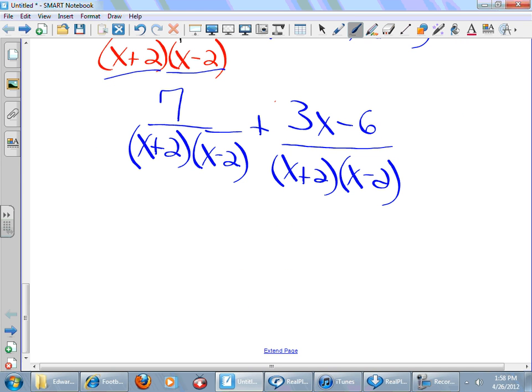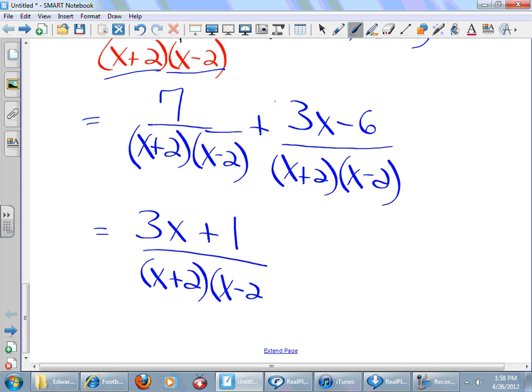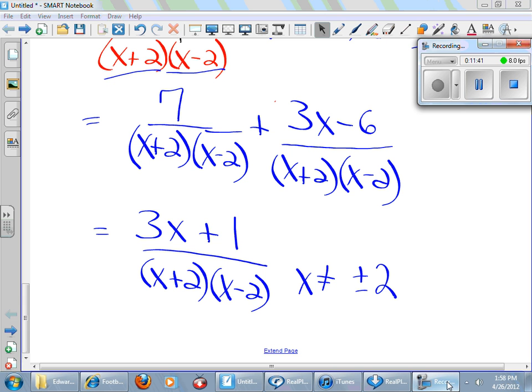All right. So 3x is my numerator, plus 1 is also in my numerator. Denominator is x plus 2 times the quantity of x minus 2. X cannot equal plus or minus 2. Should be getting pretty simple. All right, that's how we add or subtract rational expressions.